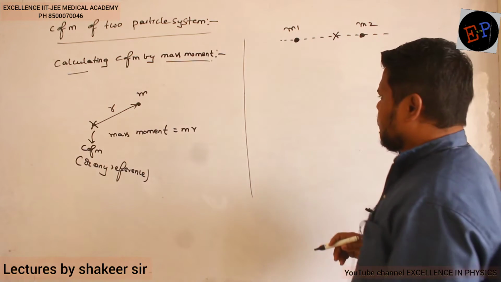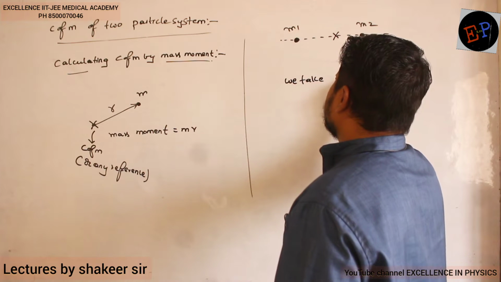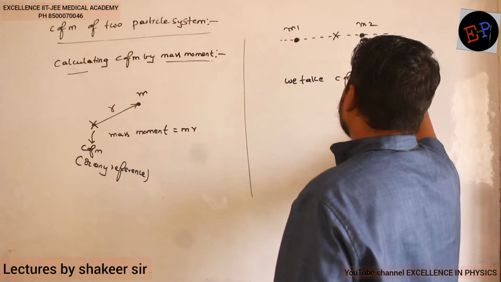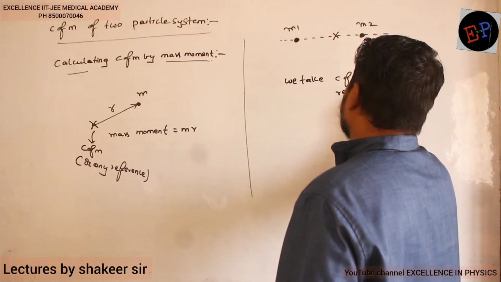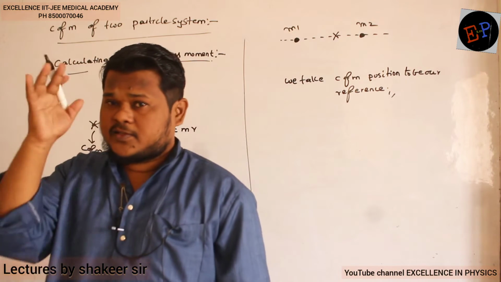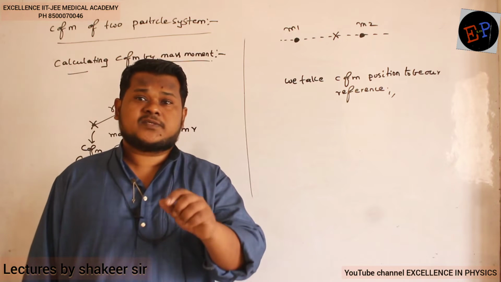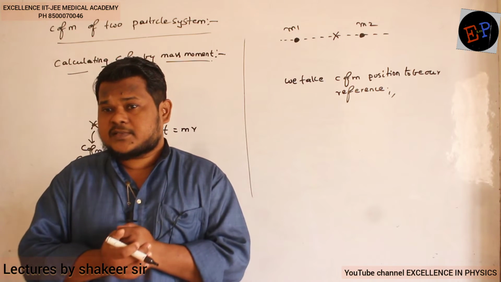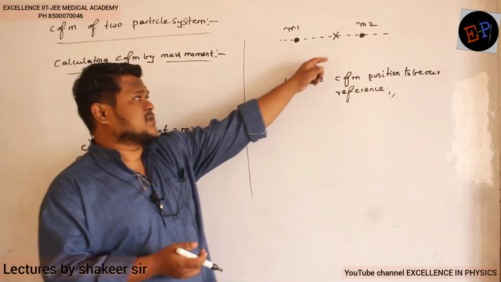Now what I do is, we take the center of mass position to be our reference. Center of mass only I am taking to be my reference. Previously we had taken mass m1 as our reference, then mass m2 as our reference. Now the center of mass only we are taking as the reference. So center of mass is present somewhere here.